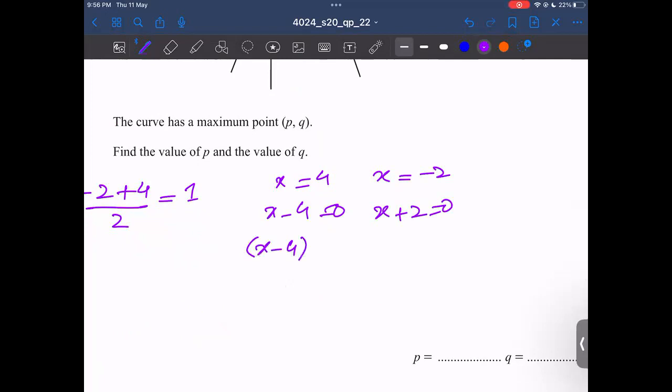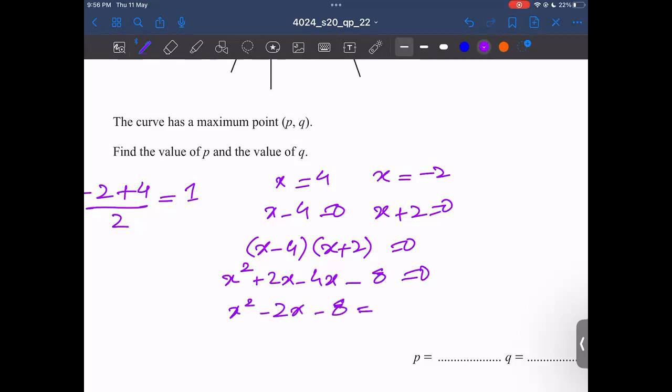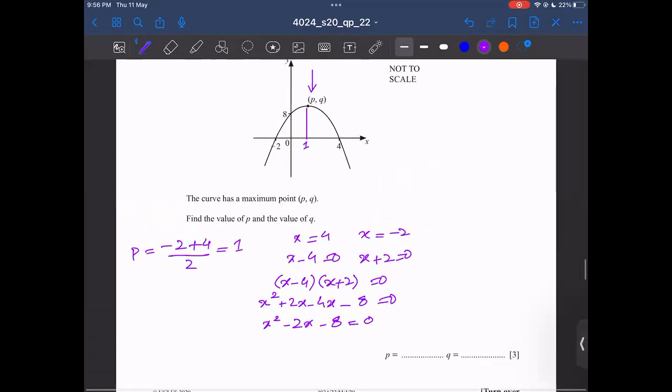x minus 4 multiplied by x plus 2. The left hand side multiplies with the left hand side, right hand side with the right hand side. 0 with 0 is 0. x multiplied by x, x square. x multiplied by 2 is 2x. Minus 4 multiplied by x, minus 4x. Minus 4 multiplied by 2 is -8, equal to 0. So this is the quadratic equation, which they have already factorized to find the value of x. And instead of 0, I can write y over here. So this is the quadratic equation that we need.